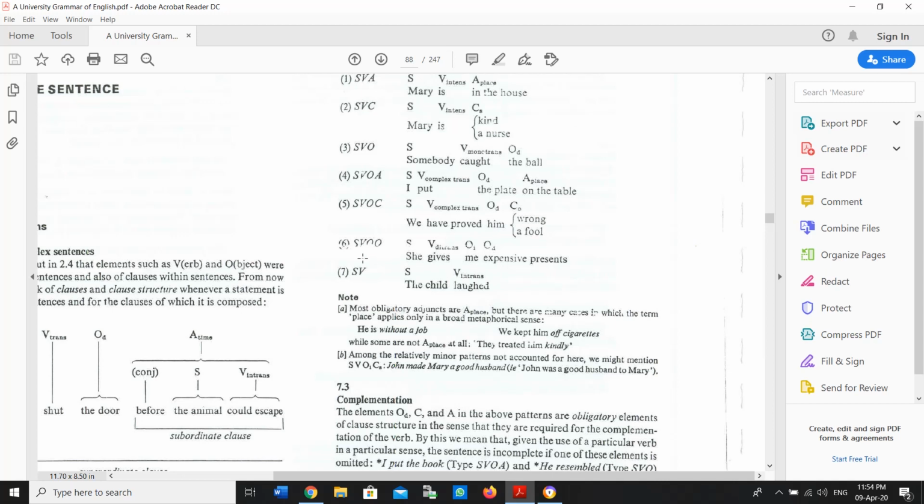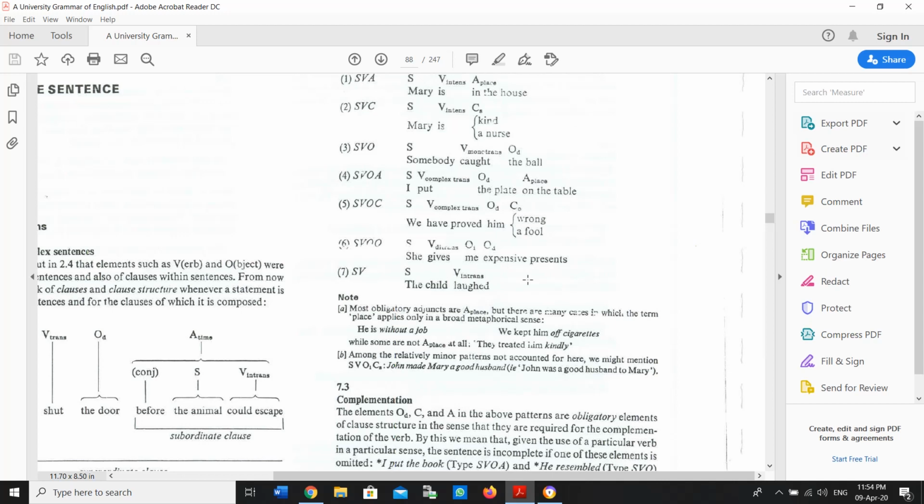Now we will move to the sixth type. In this type, it is SVOO. The type of the verb is different from the previous types. In that we have a type of verb we call ditransitive. Di, again, is Latin, meaning two. Ditransitive: the meaning is never completed unless there is another object in the sentence.